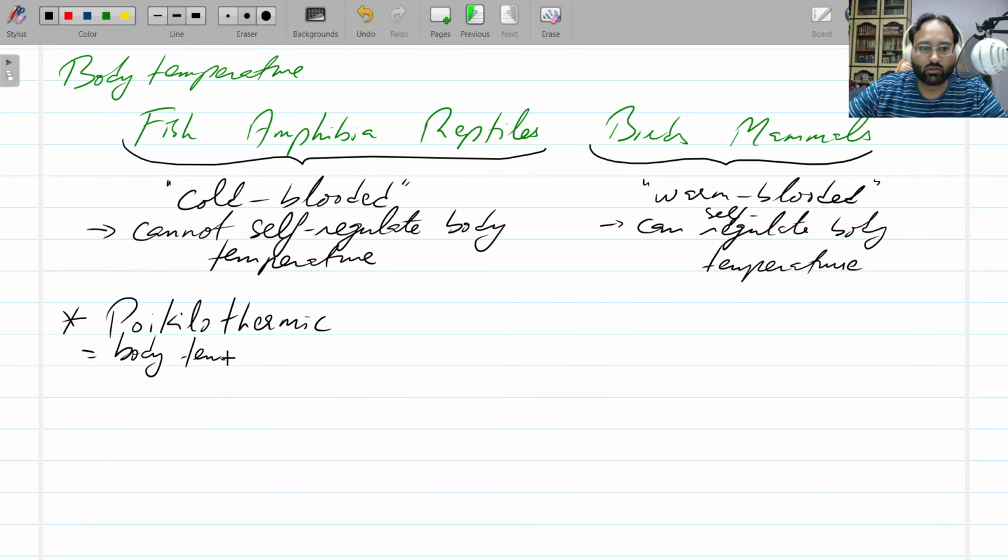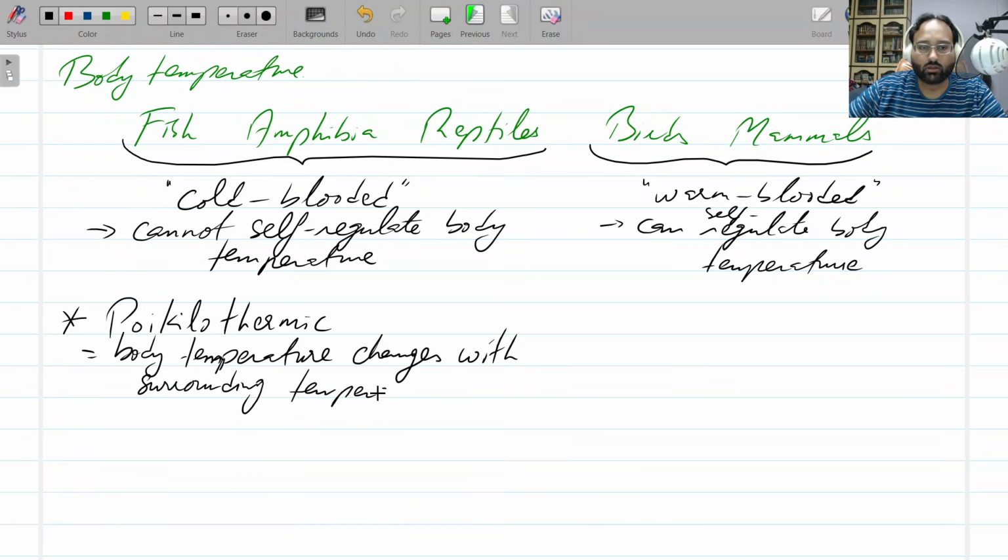It's difficult for them to maintain their temperature. For example, if it becomes colder than they'd like, they need to go out into the sun and stay under the sun to become warm. If it becomes too hot, they need to find shade, otherwise they'll overheat. So body temperature changes with surrounding temperature. Again, they cannot self-regulate their internal body temperature. So that's the term.